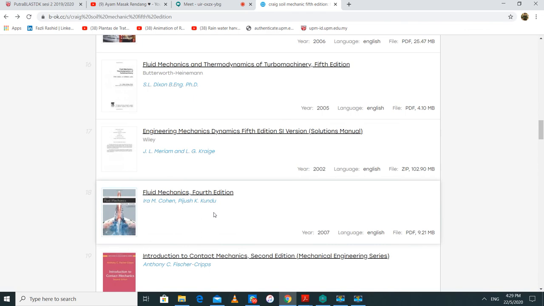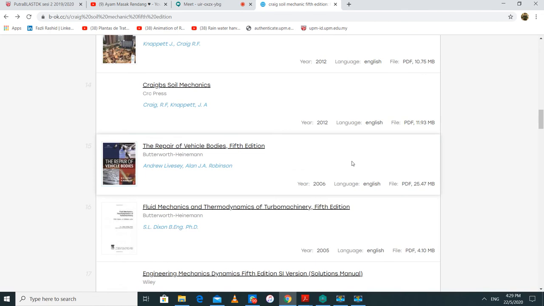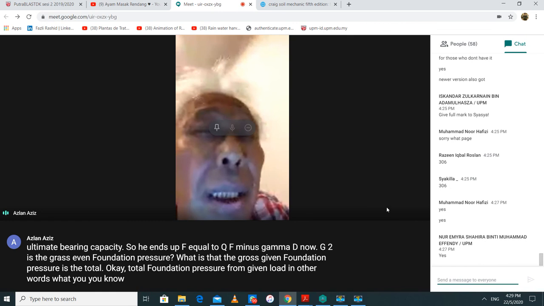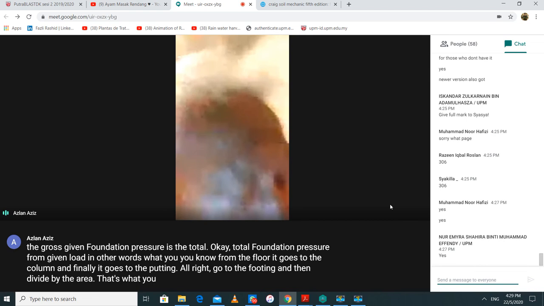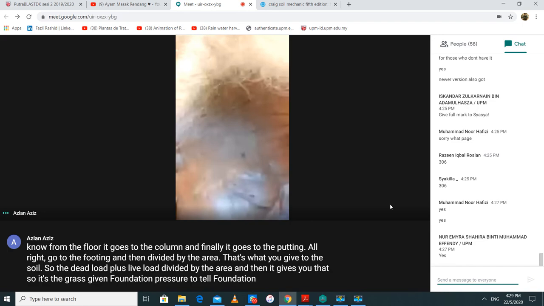Now, Q is the gross given foundation pressure. What is that? The gross given foundation pressure is the total foundation pressure from the given load. In other words, from the floor, it goes to the column, and finally it goes to the footing, and then divide by the area, that's what you give to the soil. So it's the dead load plus live load divided by the area. So it's the gross given foundation pressure, total foundation pressure. And then if this Q, you minus gamma D.